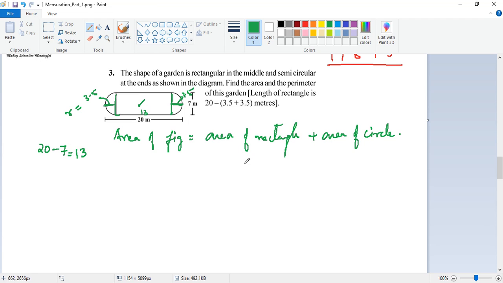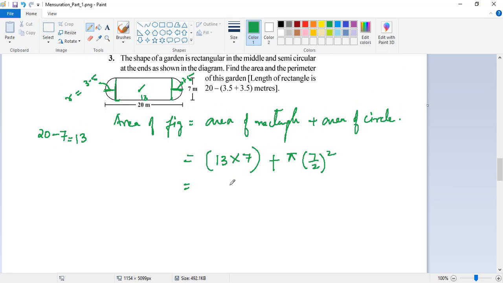So area of rectangle is going to be A into B, which is 13 into 7, plus area of circle, which is pi r square. R is 3.5, or I can keep it as 7 by 2 instead of a decimal answer, half of 7. 7 by 2 the whole square. Either way you can do it. So that's 7 3s are 21, 7 is 7, 91, plus pi you can take as 22 by 7 into 7 by 2 into 7 by 2.